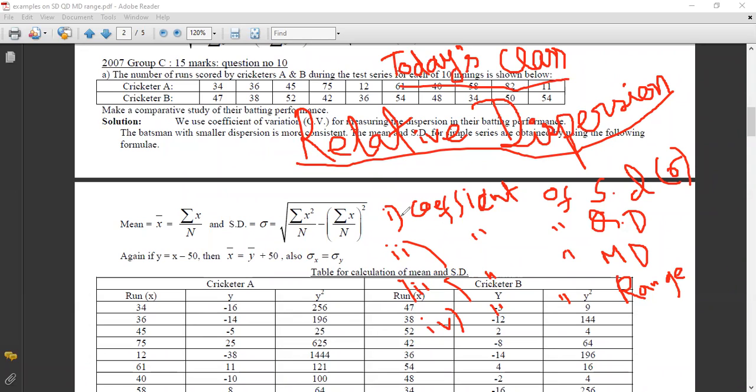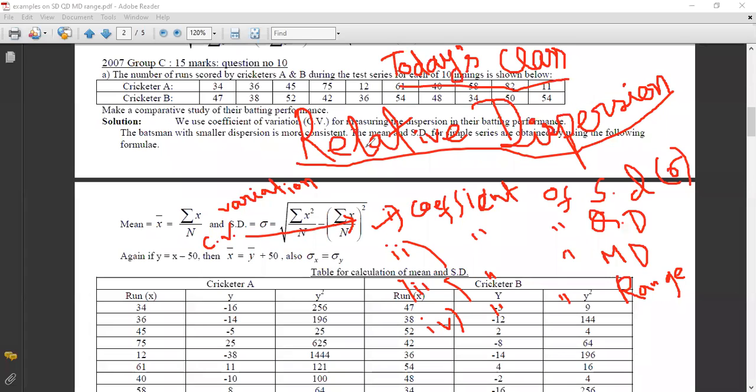Okay, but sometimes this is the best measurement of relative dispersion. It is called CV or coefficient of variation. Sometimes coefficient of SD is called CV or coefficient of variation. And this is the best relative measurement of dispersion, that is coefficient of SD or the CV.